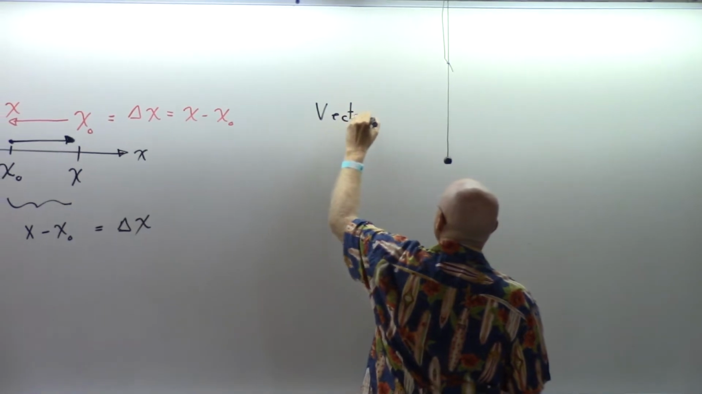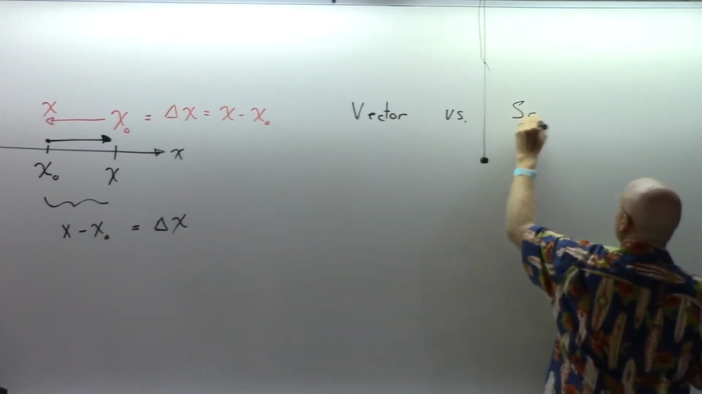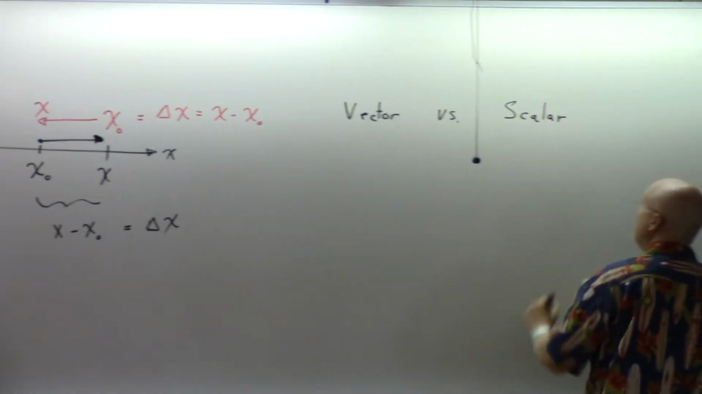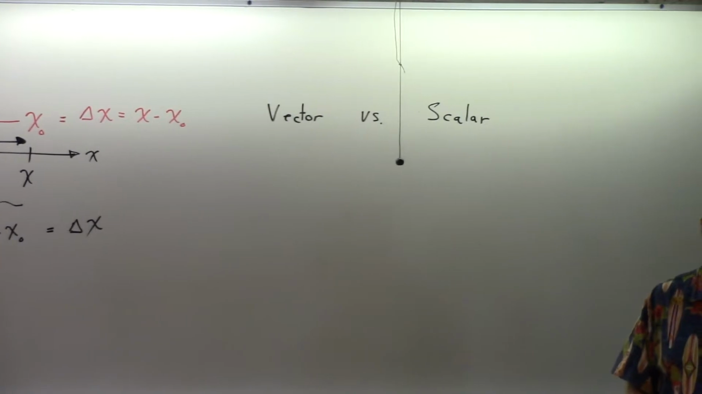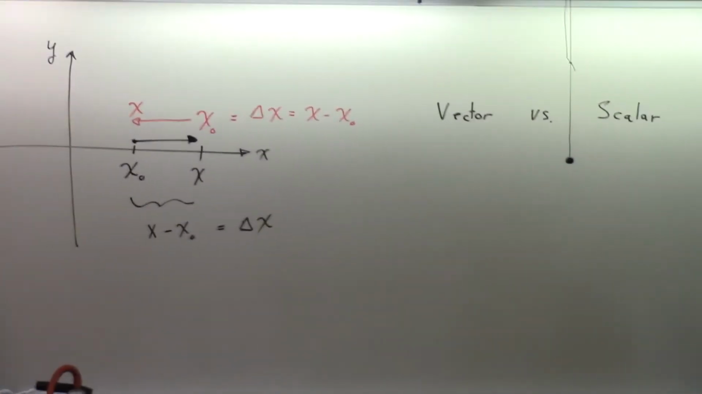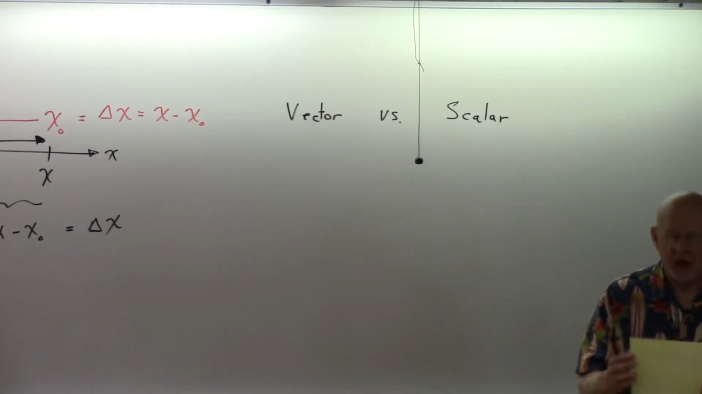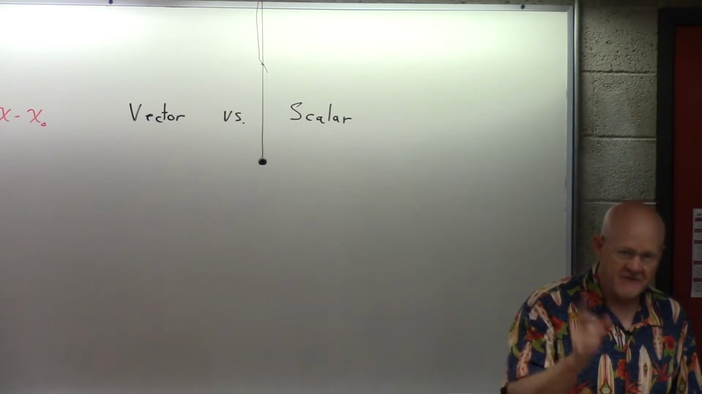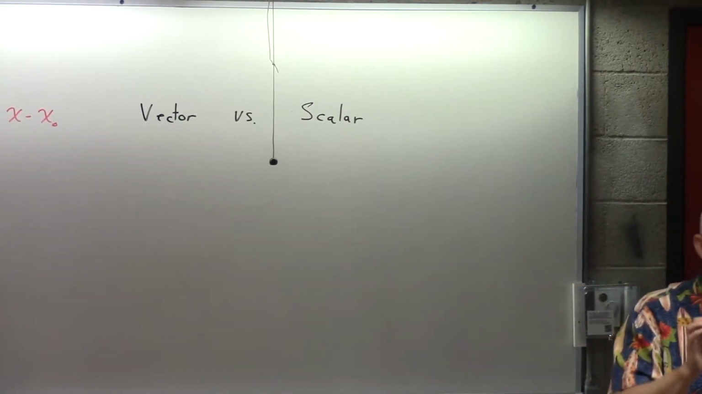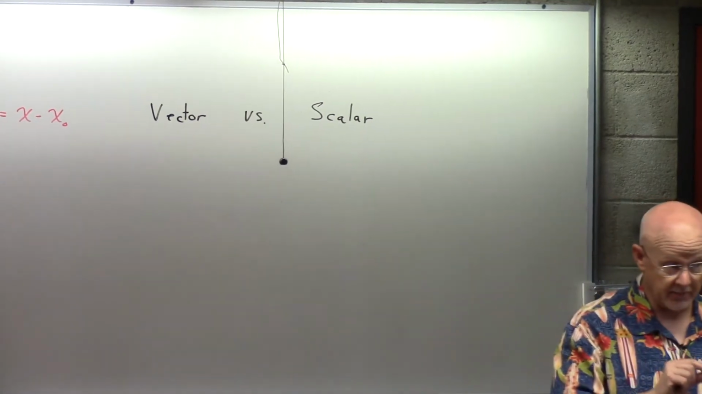What is a vector versus what is a scalar? And those are just fancy words that are very, very important, but they're just fancy words. Here's what they mean. See, some quantities in physics have to be represented with direction, not just a number.